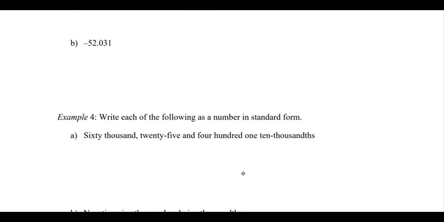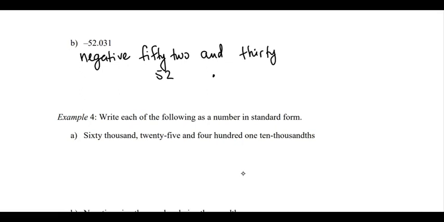Okay, so let's write negative 52. So that's your 52. And that's your decimal point. And then I see 31. You have to name the number part. You don't need to, you can omit the 0. So 31. And this place right here is thousandths. So 31 thousandths.